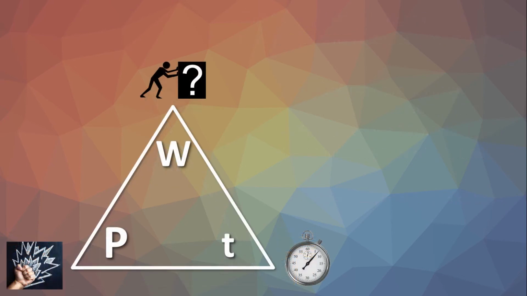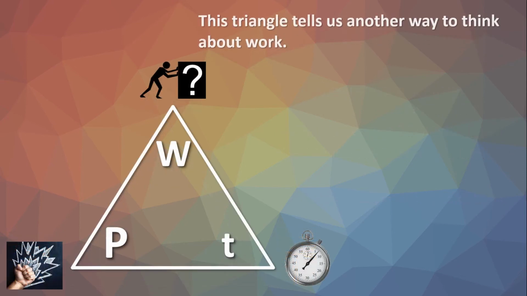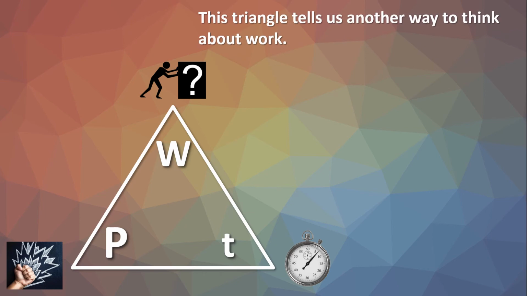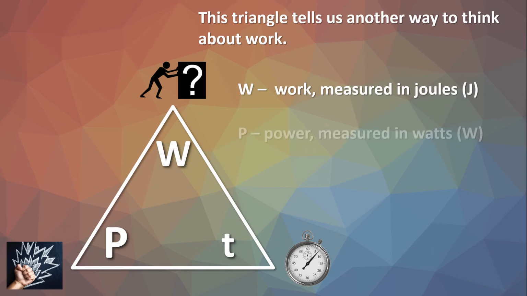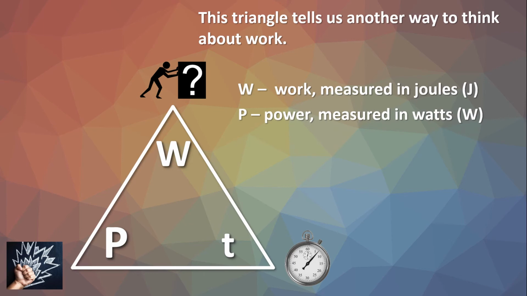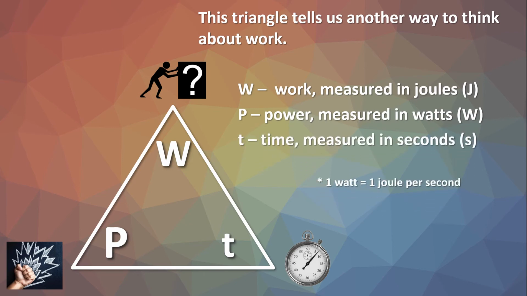Here we can see another way to think about work. In this equation, work is power multiplied by time. Work this time is measured in joules, which is the unit of energy. Power is measured in watts, and time again is measured in seconds. Another unit we can use is that 1 watt is equal to 1 joule per second, and the joule is the amount of energy. What is energy?